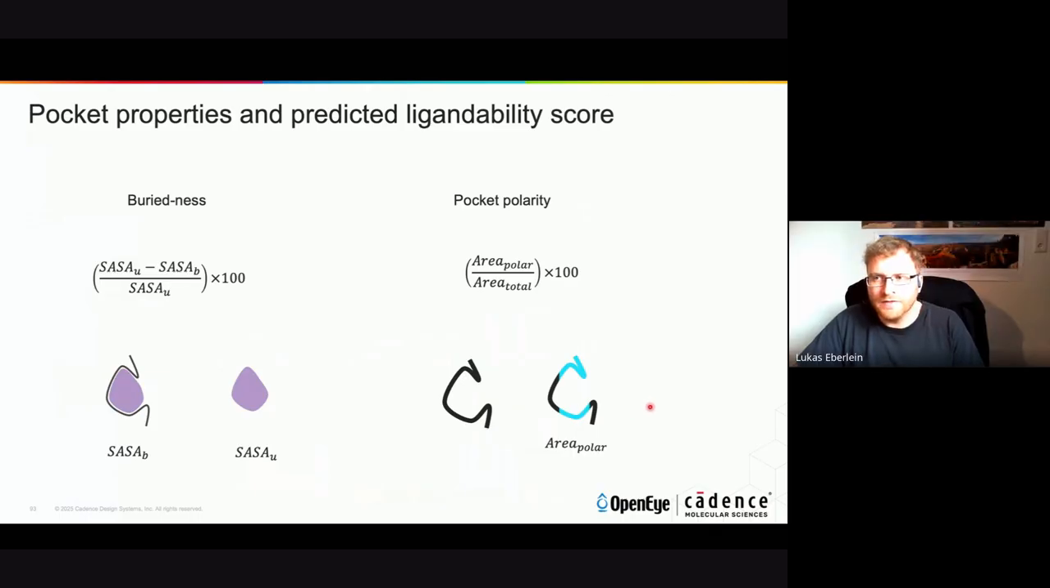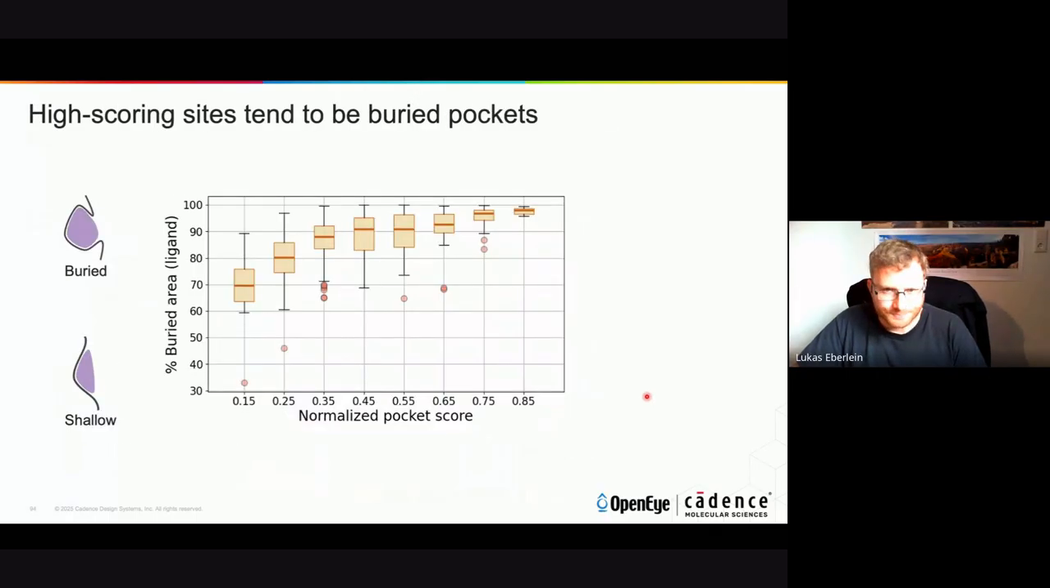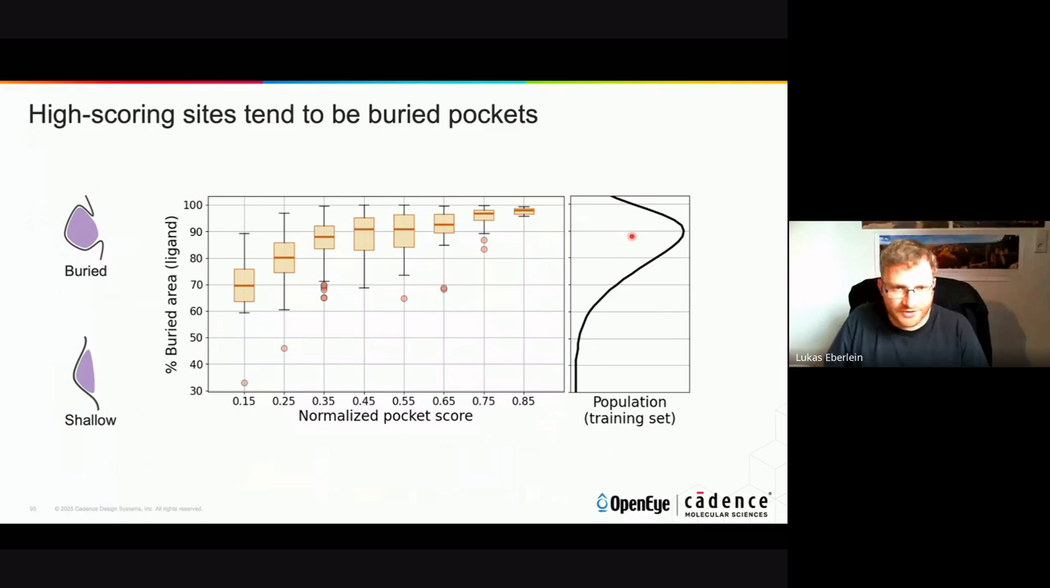So the buriedness is effectively the difference in solvent accessible surface area in the bound and unbound state. And here we see that most of the high scoring protein binding sites tend to be buried. And this is actually a reflection of the population in our training set. So also most of the known pockets in our training set are more buried.